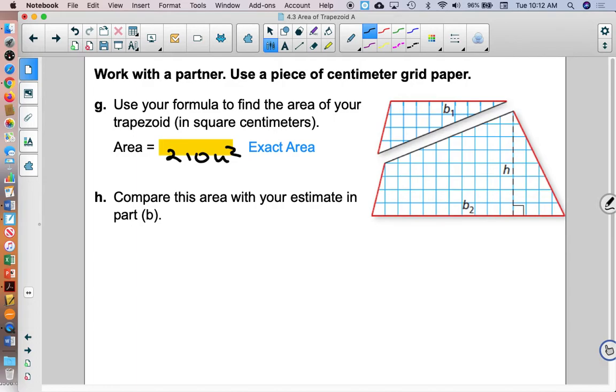23, 24, 25, 26, 27, 28, 29, 30, 31, 32, 33, 34, 35, 36, 37, 38, 39, 42, thereabouts.